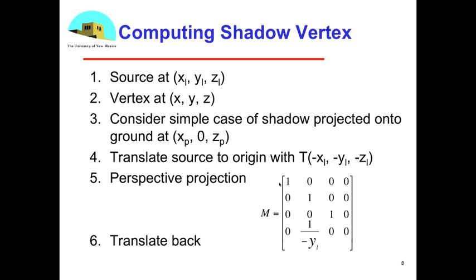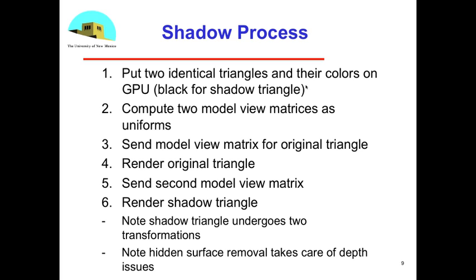Or another way to look at the same thing is to say, what have you done here? You've done a translation followed by this matrix M, followed by the inverse of this translation. Use that to modify the model view matrix that you would be using for the blue polygon, to get the appropriate model view matrix for the shadow polygon. And so here's what the process looks like.